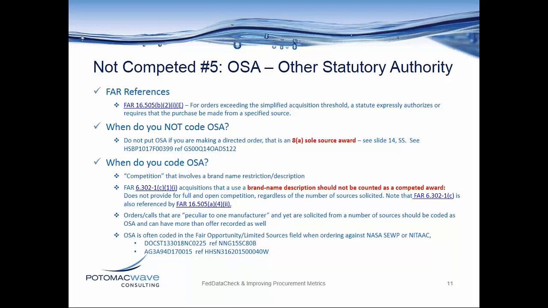Well, let's say this. Presuming there was that brand name restriction in the solicitation, and it's coded correctly, per FAR 6.302-1, acquisitions that use a brand name description should not be counted as a competed award. That's right. They're sole source. It does not provide for competition regardless of the number of sources solicited. So if you did go out just for Dell servers and you said, okay, I want to bid from CDW, I want to bid from Lime Computers, I'm going to get a bid from Best Buy down the street, you can go get 10 bids. Doesn't matter.